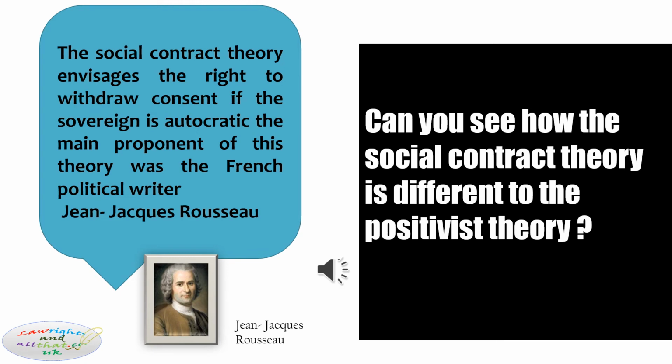So Jean-Jacques Rousseau instituted the theory of revolution, effectively, that the population had a right to oppose someone who was ruling them if they were autocratic. And although he accepted there was a social contract, there was an effective get out clause if the sovereign misbehaved. Can you see how the social contract theory is very different to the positivist theory?